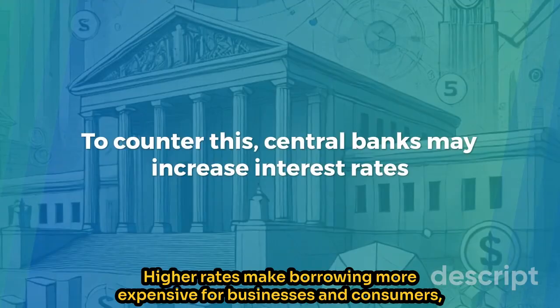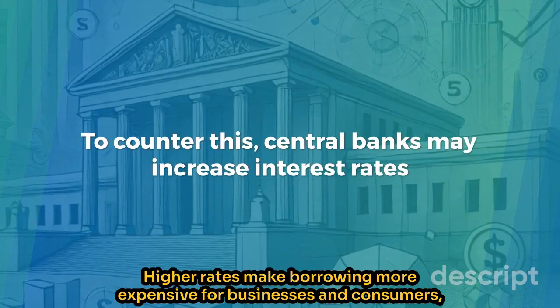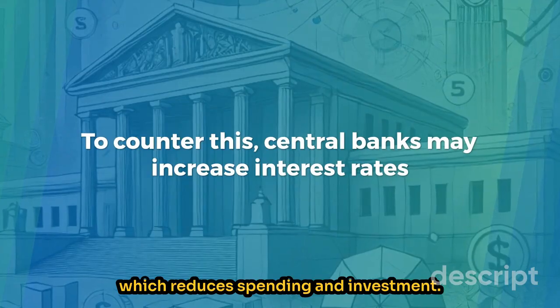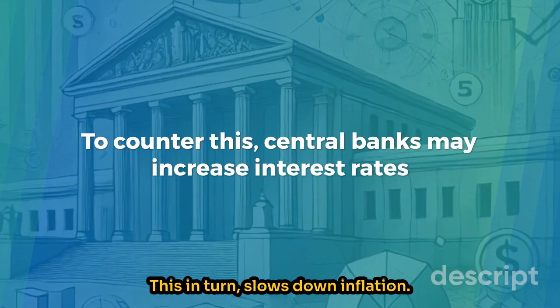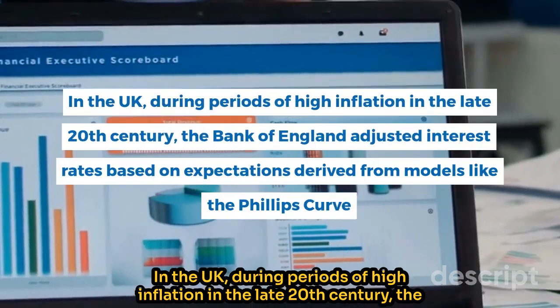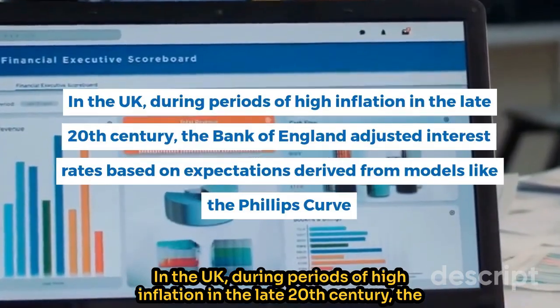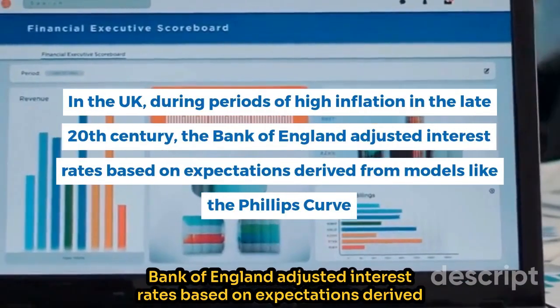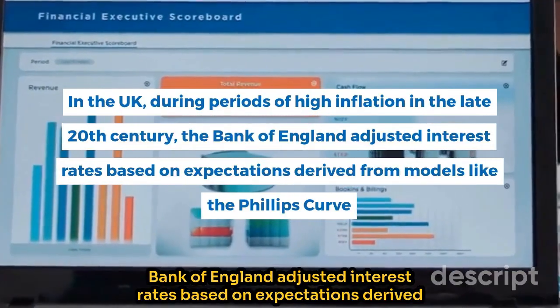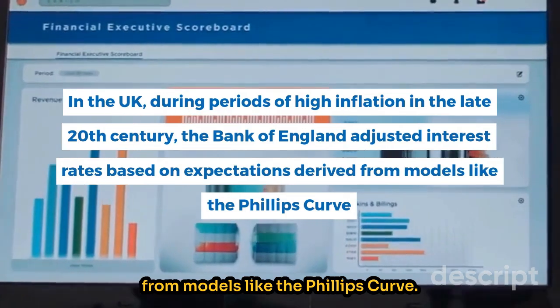Higher rates make borrowing more expensive for businesses and consumers, which reduces spending and investment. This, in turn, slows down inflation. Example: in the UK, during periods of high inflation in the late 20th century, the Bank of England adjusted interest rates based on expectations derived from models like the Phillips curve.